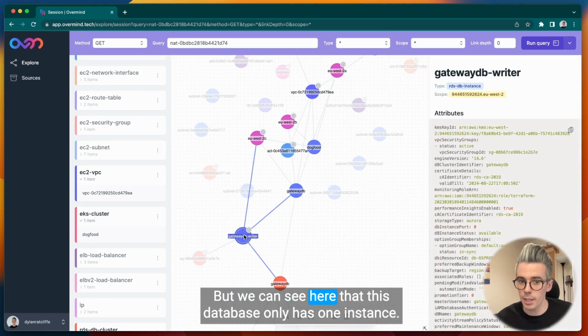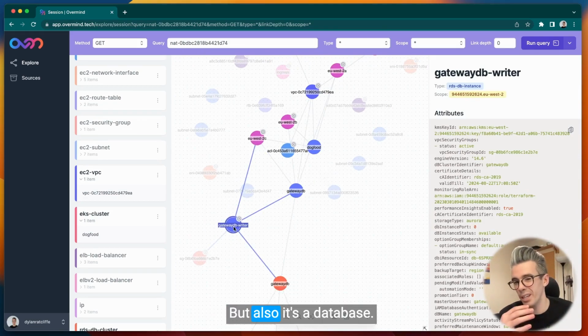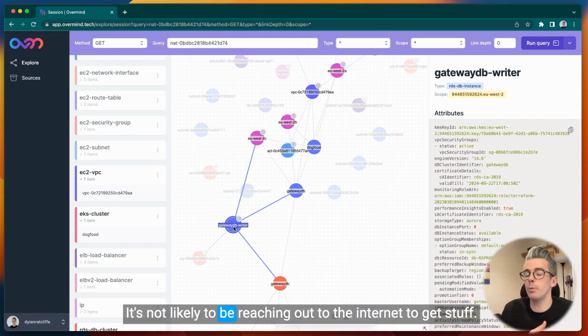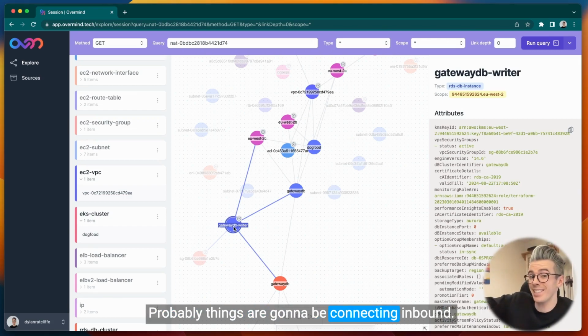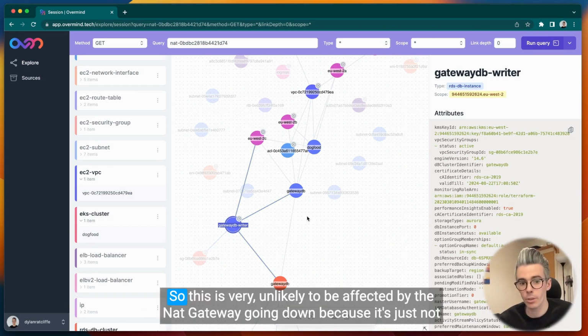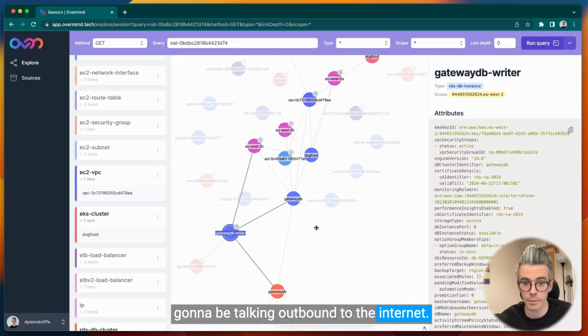But we can see here that this database only has one instance, but also it's a database. It's not likely to be reaching out to the internet to get stuff. Probably things are going to be connecting inbound. So this is very unlikely to be affected by the NAT gateway going down because it's just not going to be talking outbound to the internet.